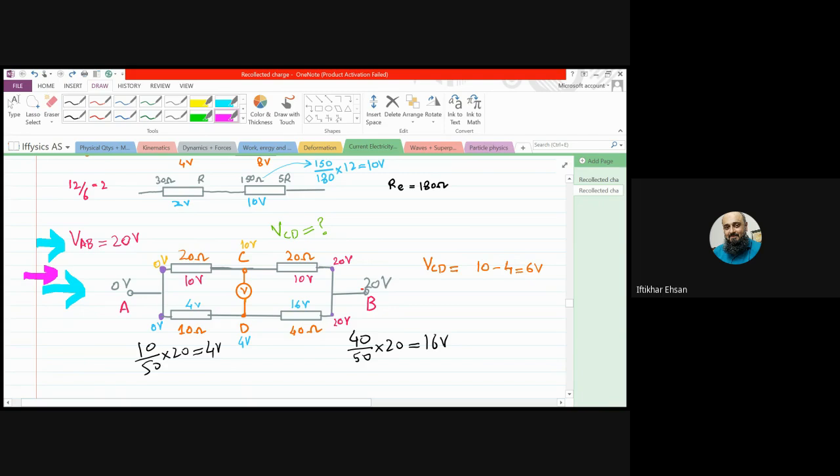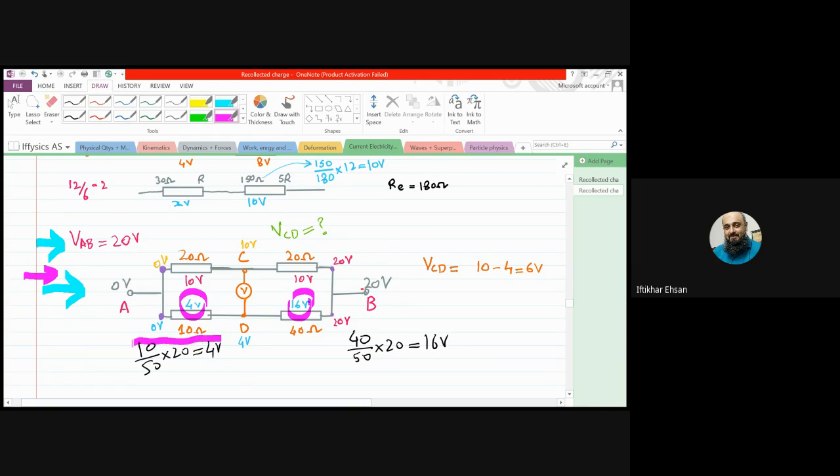Similarly, how many volts are consumed by this 40 and 10? They are in series, so we can use the formula. Their combined resistance, 10 and 40, is 50. To find the voltage consumed by 40, we divide 40 by the combined resistance 50 and multiply by the total voltage. So it will be 16. Similarly, applying the formula, the other will consume 4 volt.